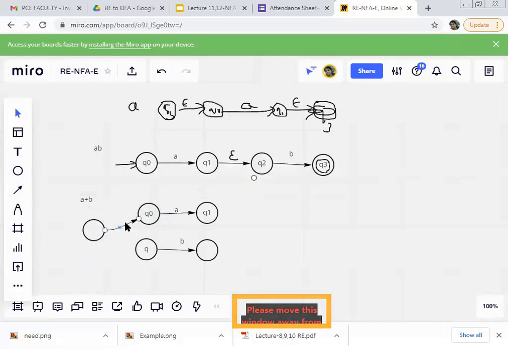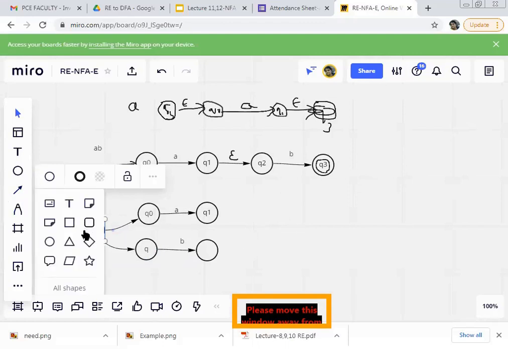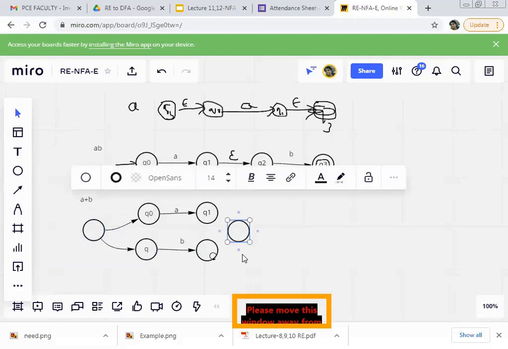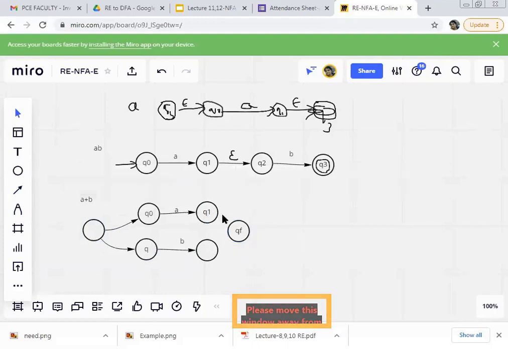You have to connect it this way. Okay. It is this way. This is your start state. What is the meaning of this? It will take either this path or this path and reach the final state. Still, we don't have a final state, right? So we can have a final state here. Okay, I'll name it as QF. This will be our final state.